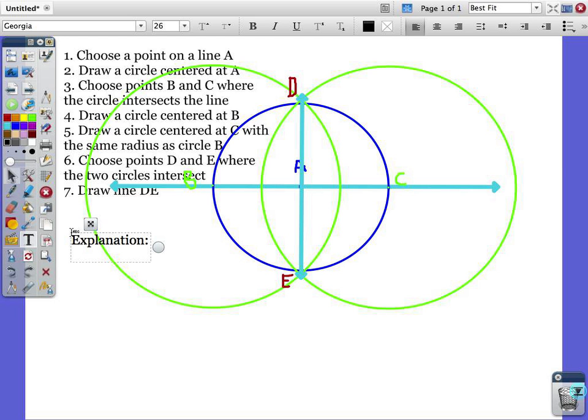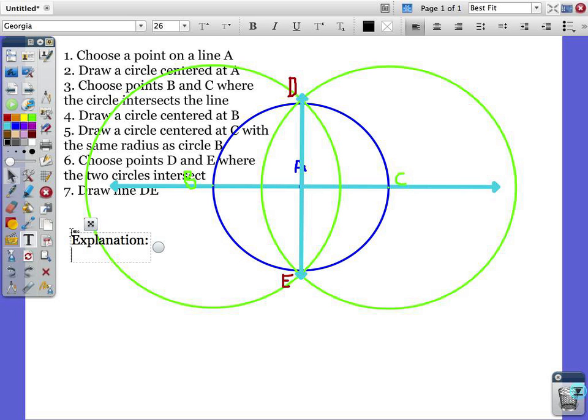Before we get to the explanation, let's think about what we want the last thing to say. What was the purpose of doing this problem? What did it ask for us to do? Construct a right angle. So before we can say this is a right angle, we need to know what right angle means. What does right angle mean? An angle congruent to its supplement.